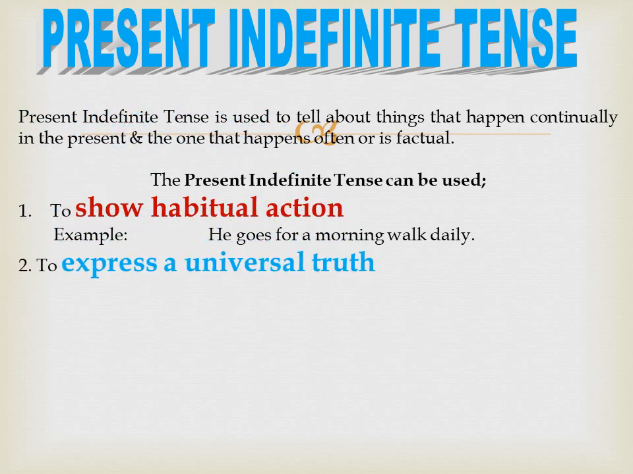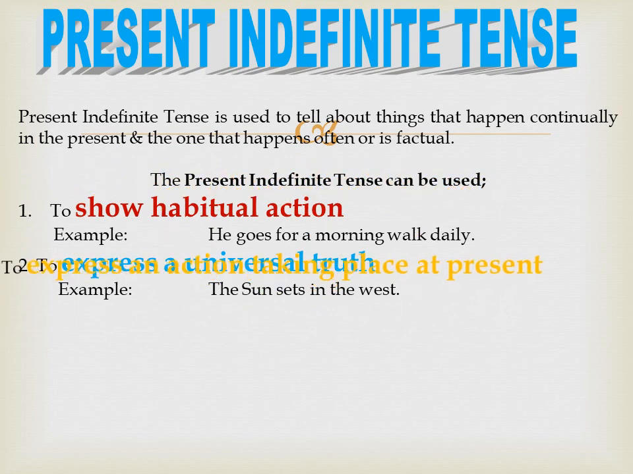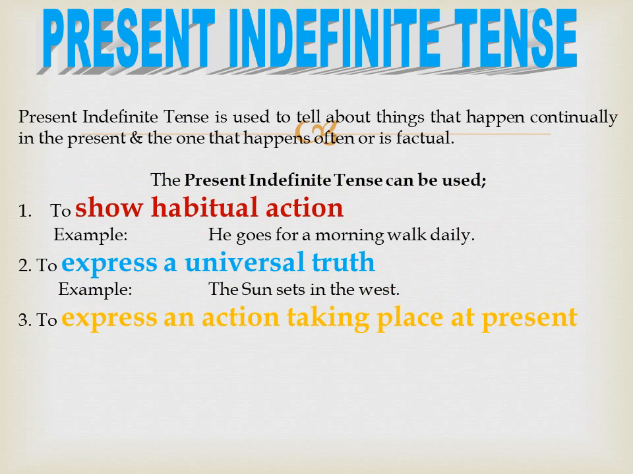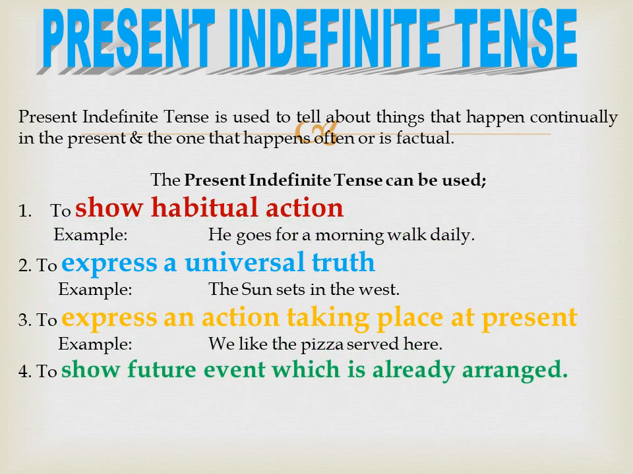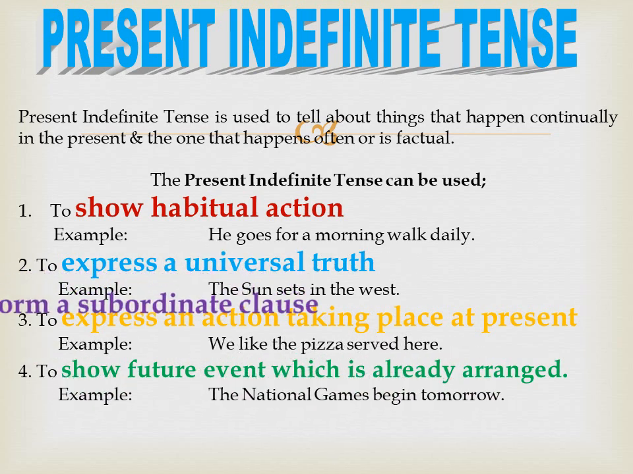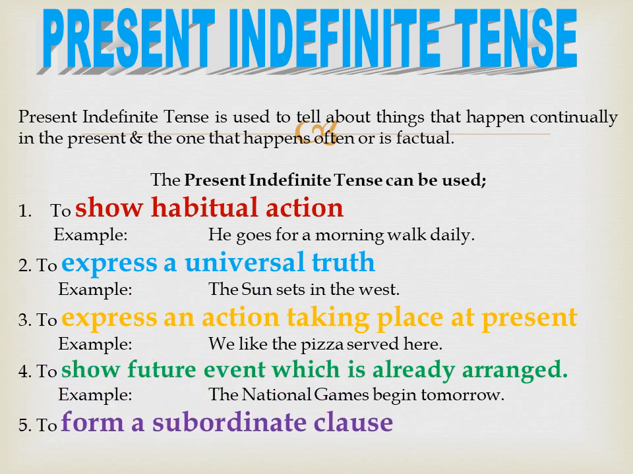To express a universal truth, for example, the sun sets in the west. To express an action taking place at present, for example, we like the pizza served here. To show future event which is already arranged. For instance, the national games begin tomorrow. And to form a subordinate clause. The example is here: I'll leave tomorrow if my work is finished.